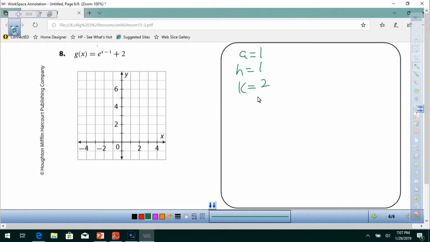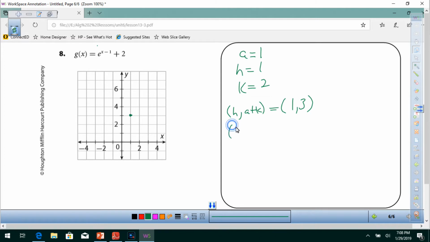Now, what do I know? Well, let's see here. We're going to have some point H and then A plus K. All right. And what is it? H is 1. And then A plus K, that's going to be 1 plus 2. That's 3. So I have a point at 1, 3. There's one point right there.